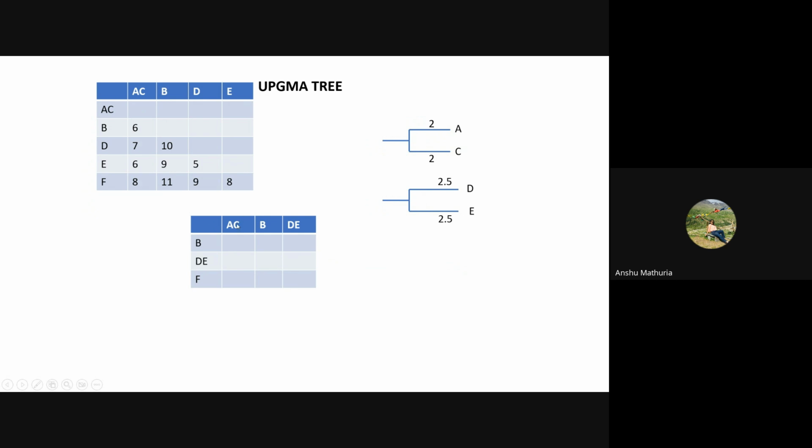The distance between AC and B is already mentioned in this table, so you can do it. The only thing you have to calculate is the distance between DE and F and the distance between DE and B. So how will you calculate that? For DE and B, first you will take the distance of D with B and then the distance of E with B. That is 9. So it will be 6 plus 9 divided by 2. Did you understand?